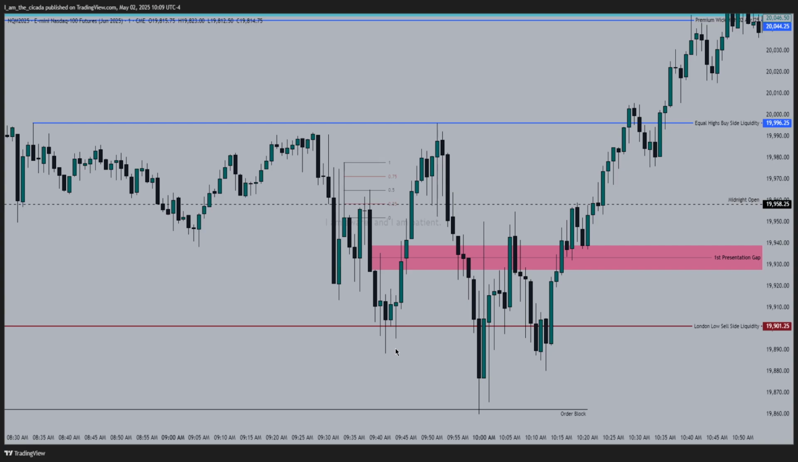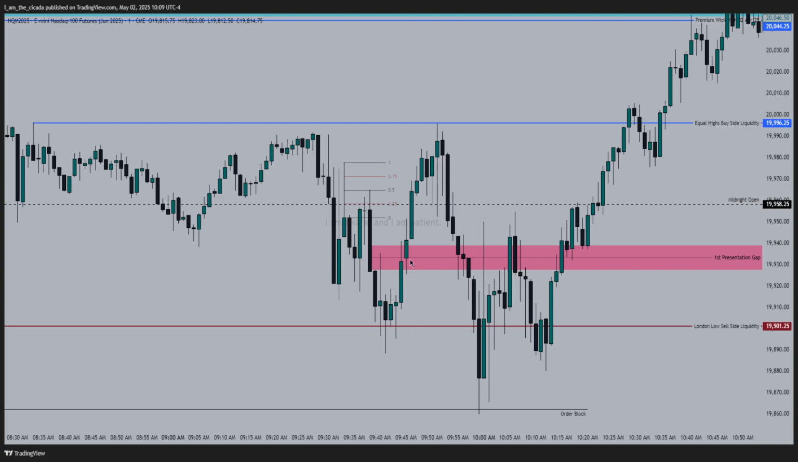After this point, you should be considering the first presentation gap getting inversed after a point of manipulation that we just had, which is running London low sell-side liquidity. You can start to expect that price will start to deliver discount or premium arrays. And in this case, we see that price trades through it after running the sell-side liquidity, and notice how the body stayed in respect of the low.